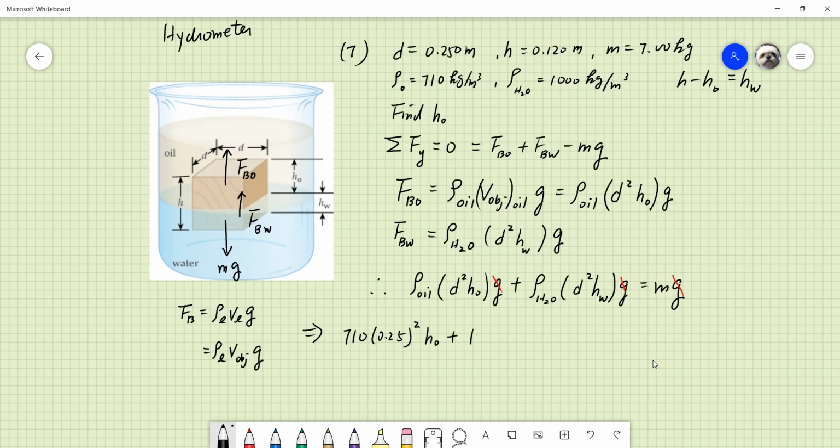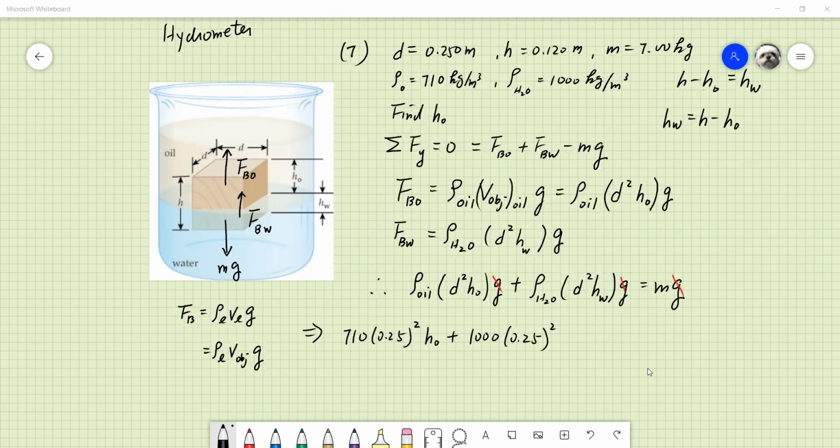Plus density of the water 1,000. And then 0.25 squared. HW, what is HW? Do we know HW? Well, we don't know HW, right? That's fine. I know H. Well, what is HW? You can write that HW is equal to H minus HO. Am I right?